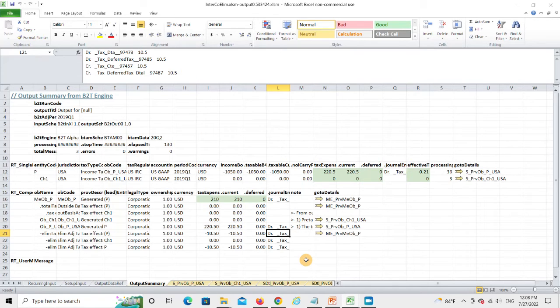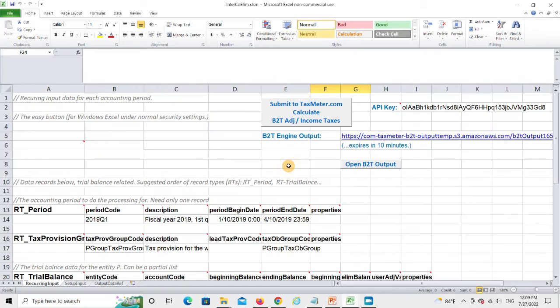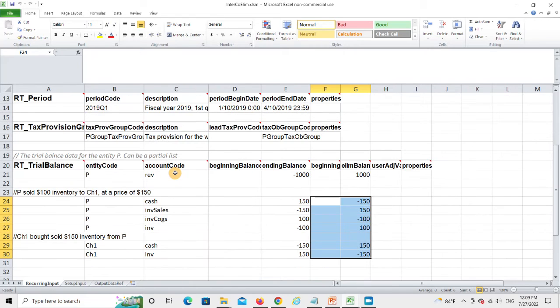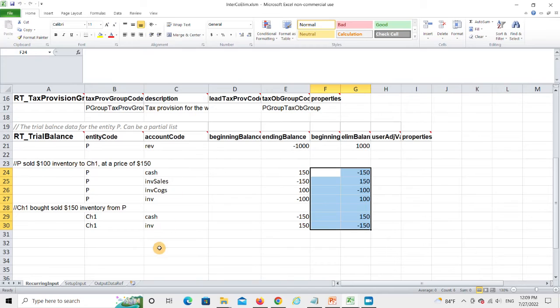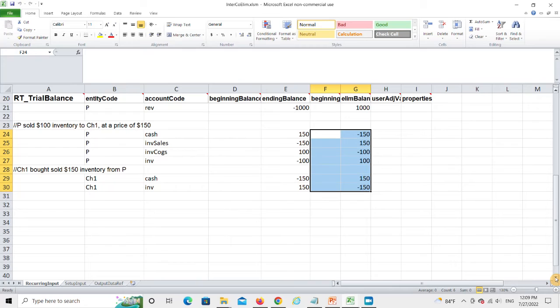Now, what about, let's say, CH1 in the subsequent quarter sold those inventories to a third party? How would the engine handle that? So let's take a look. We're going to close the output file, and we go back to our input file. For the next quarter, the entries would be different. So let's make some entries to reflect the fact that CH1 is actually selling the inventory out of the group.